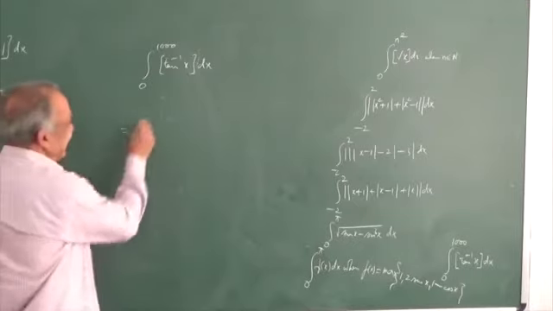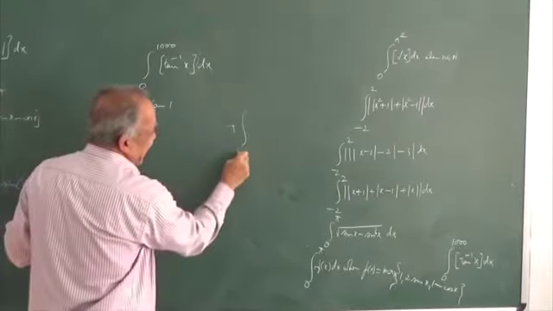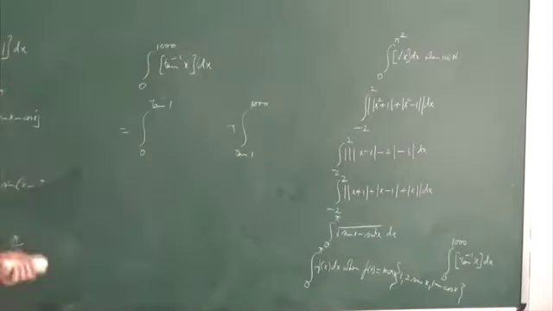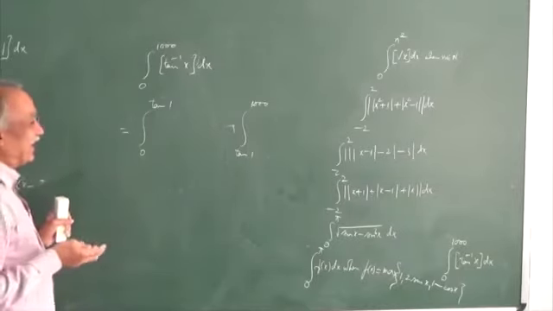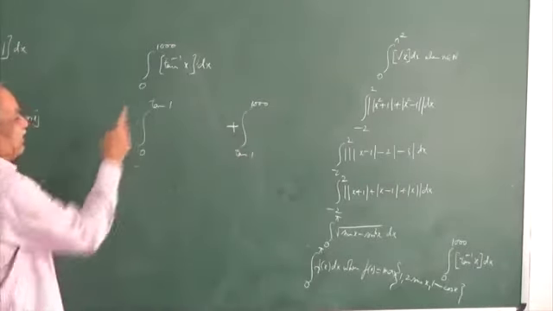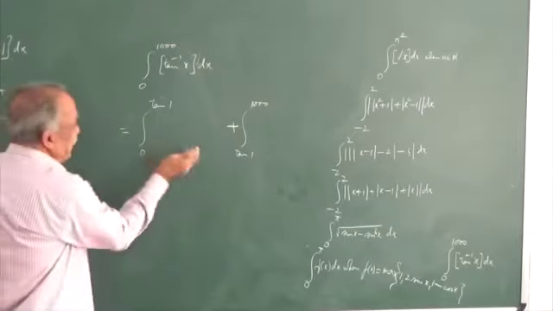At tan 1. Okay, tan inverse of tan 1 is 1. In the interval 0 to tan 1, tan inverse x will be between tan inverse 0 and tan inverse tan 1, that is 0 and 1, integer part will be 0.